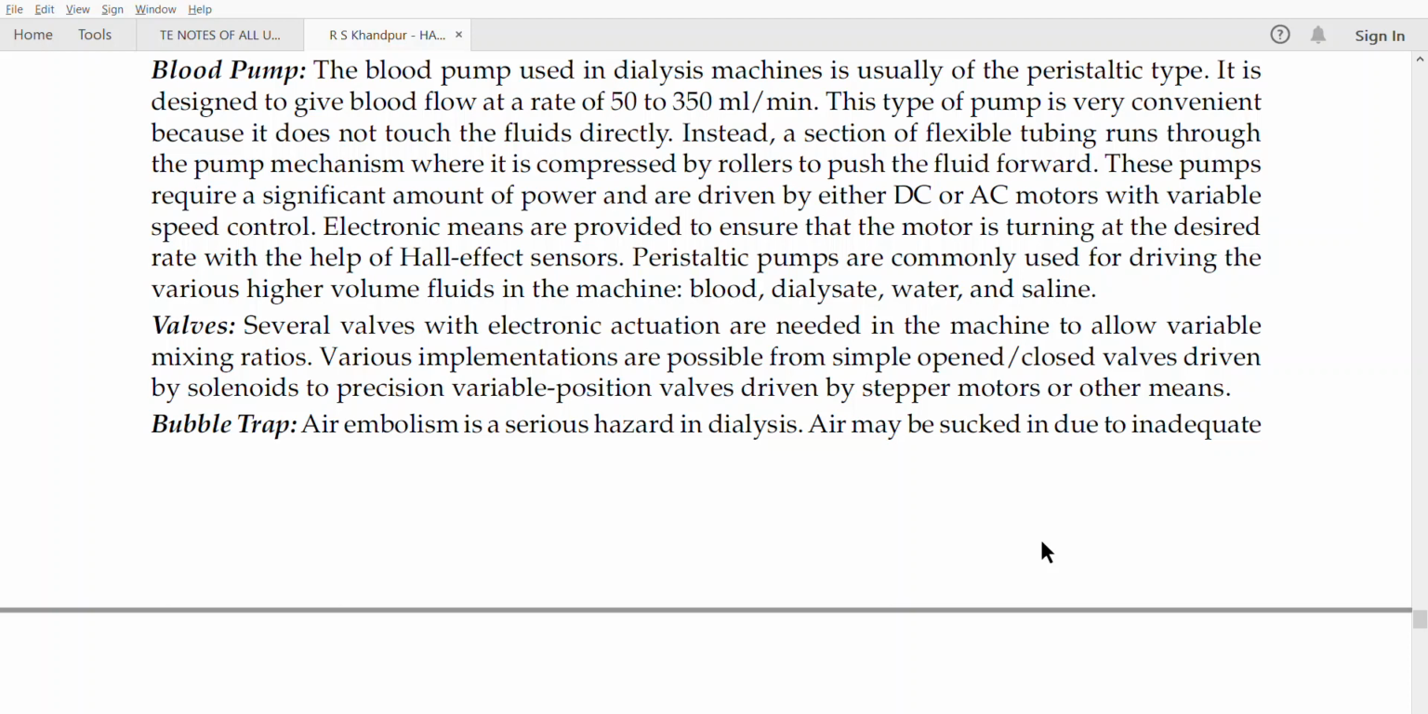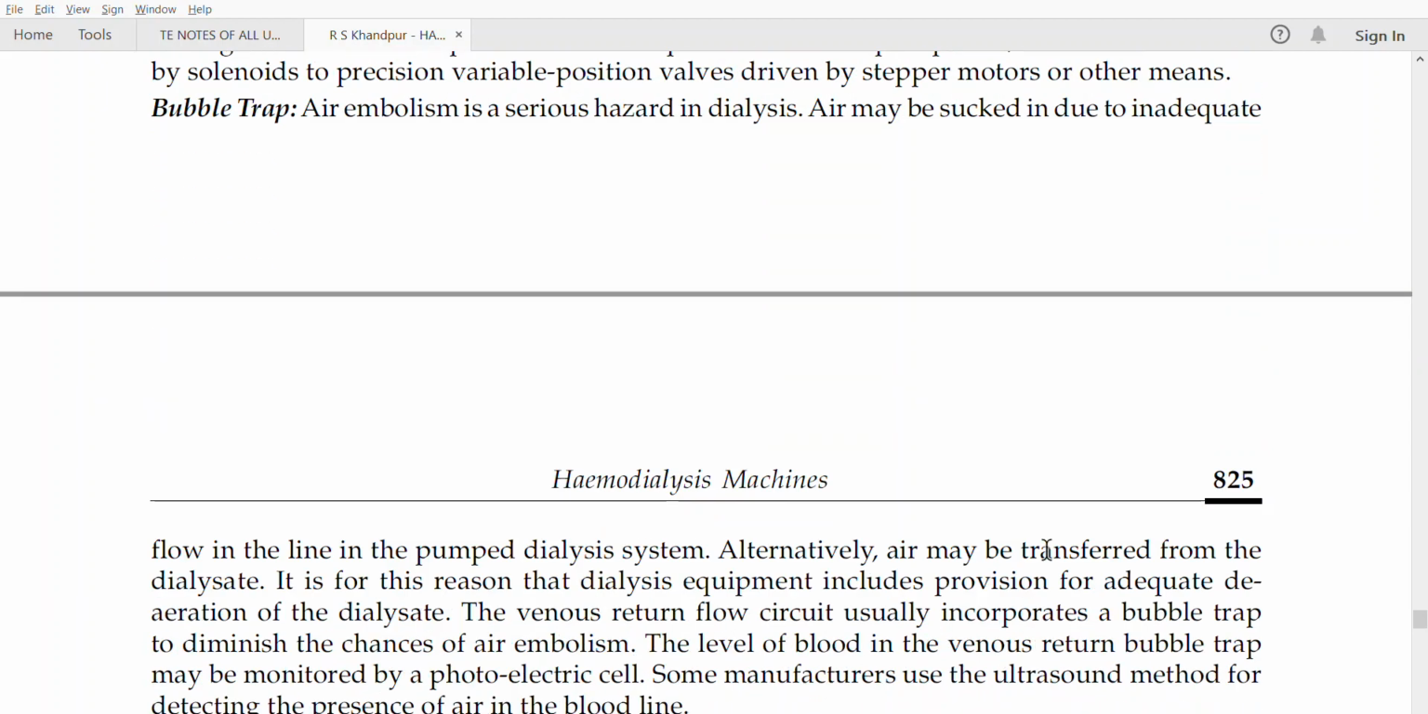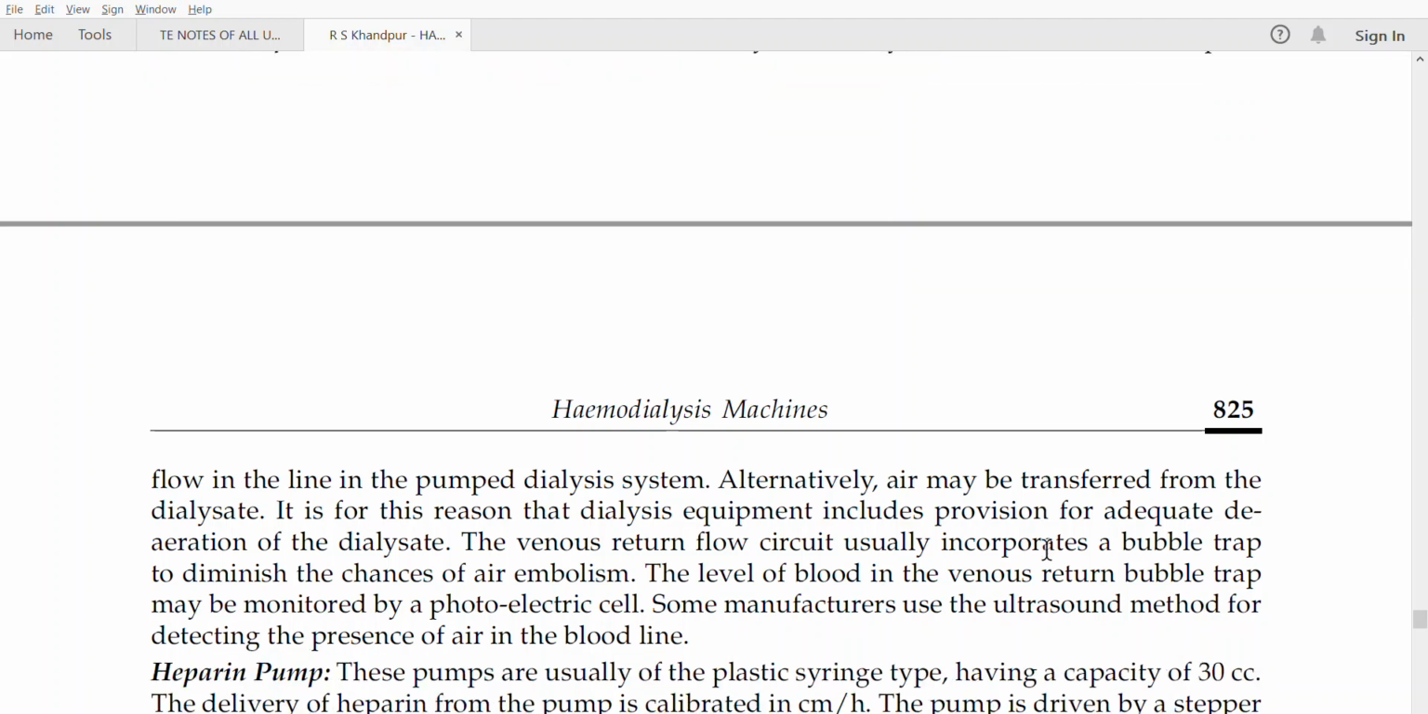Air embolism is a serious hazard in dialysis. In any system, air embolism can even cause death. Air may be sucked in due to inadequate flow in the line, and air may also be transferred from the dialysate. For this reason, dialysis equipment includes provision for adequate deaeration of the dialysate. The venous return flow circuit usually includes a bubble trap to diminish the chances of air embolism, and at this point the venous pressure is measured.